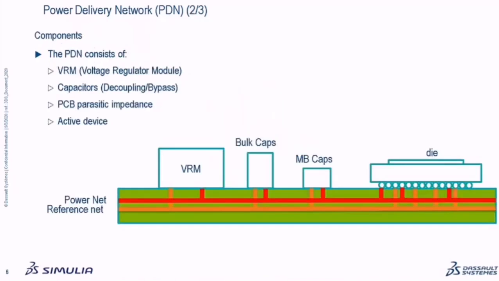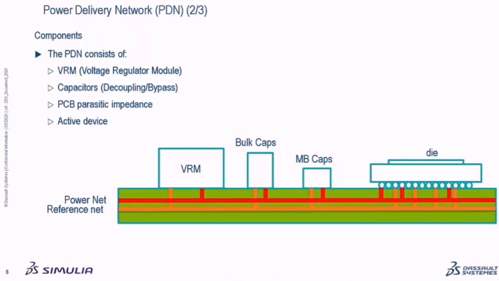So a PDN consists mainly of 4 key components: a VRM, a voltage regulator, which supplies the power to all active components we have. Then capacitors, functional capacitors, but also decoupling capacitors. They help us to transport the power to our active devices. And also something which we always have is the PCB parasitic impedance, which basically is the characteristics of our power plane. This is something we will investigate in our PI analysis.